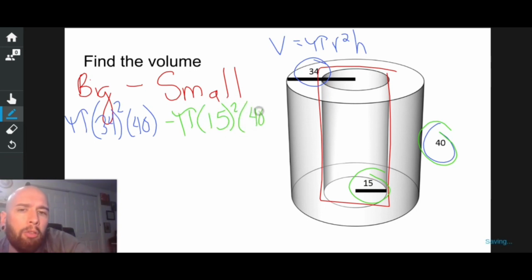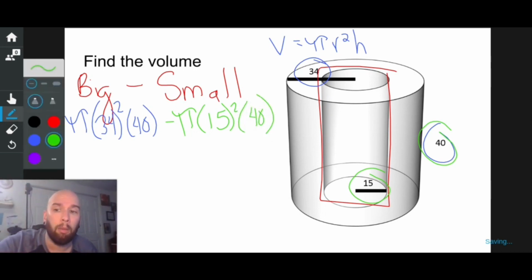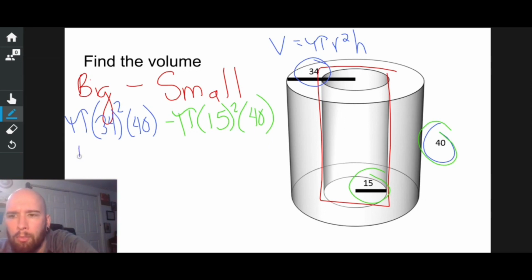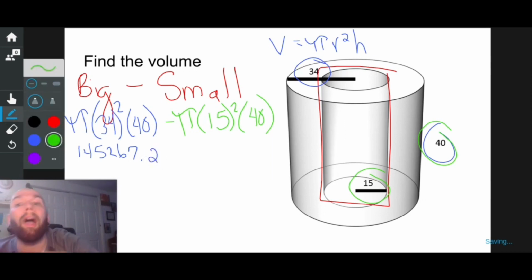Rather than try to get Siri to understand all of this at the same time, she hasn't been really doing a good job. Let's do every color at a time. Let's do the blue part first. What is pi times 34 squared times 40? The answer is approximately 145,267.2. Do I have any decimals here? 0.24, so I'll say 0.2. By the way, I'm using pi every time. If you want to use 3.14, fine. I'm using pi because it's slightly more accurate.